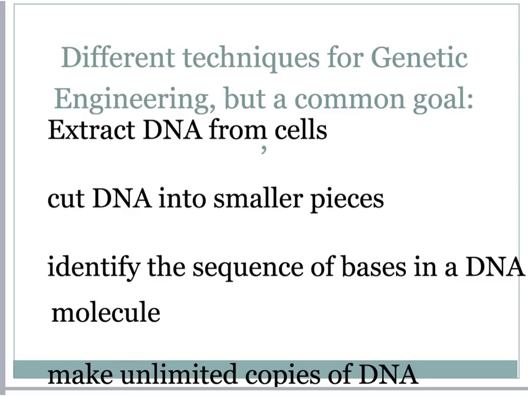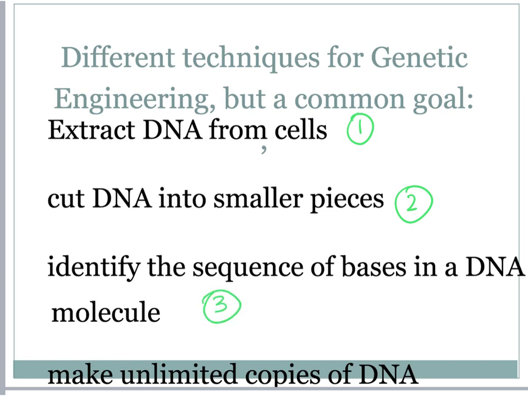So, different techniques for genetic engineering, but a common goal. Basically, this is the steps, a crash course in genetic engineering, that the scientists would do. So now we're into the science part of things, not the selective breeding anymore. Extract the DNA from cells. They take teeny tiny needles and they extract the DNA. They take enzymes or chemicals to cut the DNA into smaller pieces. They don't need the entire DNA strands. They just take the pieces they want.